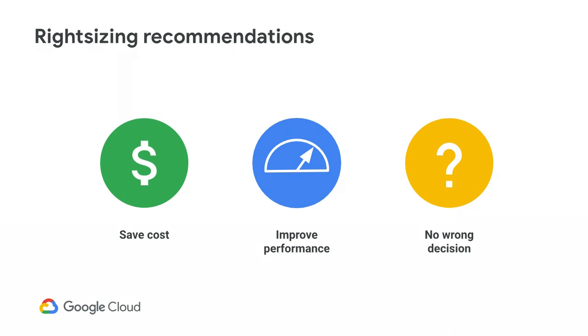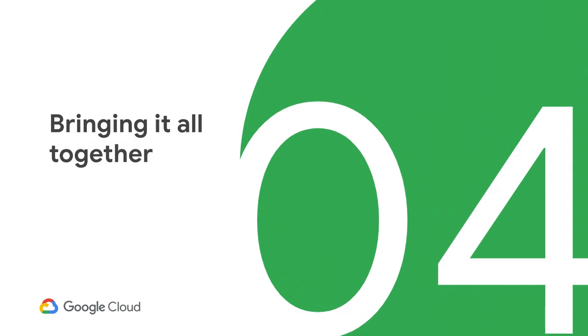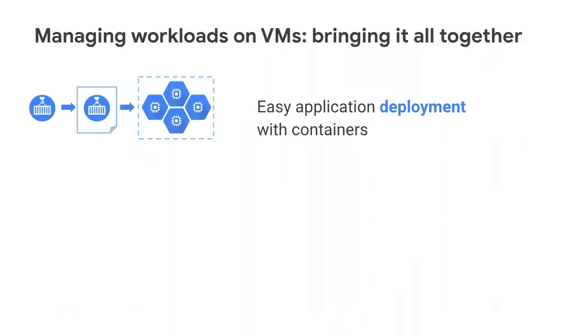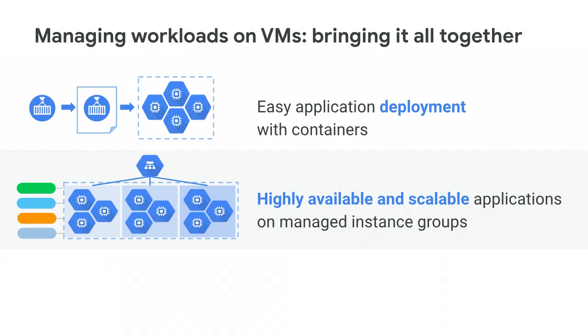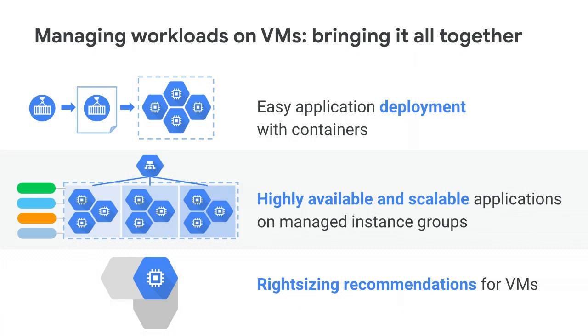So bringing it all together, we have looked at how to deploy applications with containers on managed instance groups. We've built highly available and scalable stateless applications on top of managed instance groups. And we have also looked at how to apply right-sizing recommendations to your VMs. And I want to leave you with this: even if you have to deploy your workloads to virtual machines to have full control over your infrastructure, you don't have to manage everything by hand. You can have highly scalable and available deployments by picking and choosing recommendations, as well as automated services such as auto-scaling, auto-healing, and auto-updating that work for you. You are not on your own.